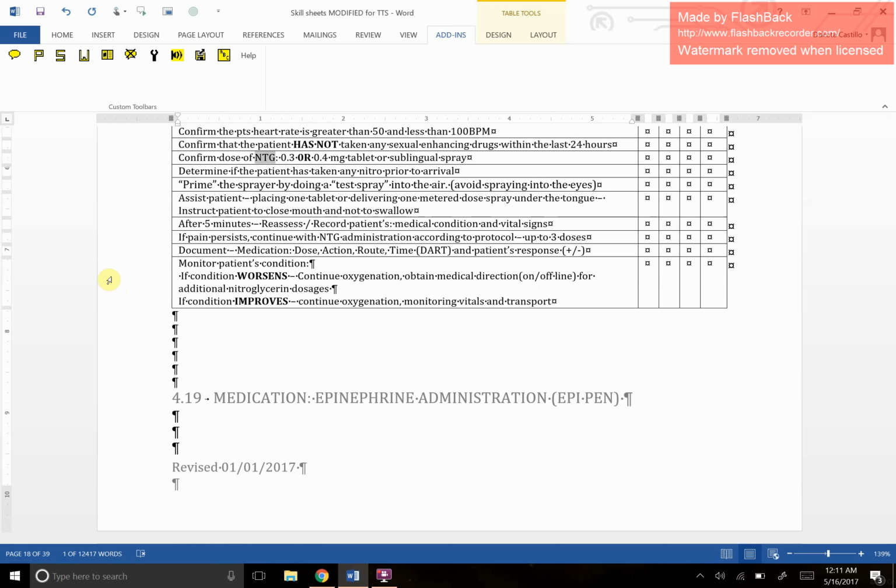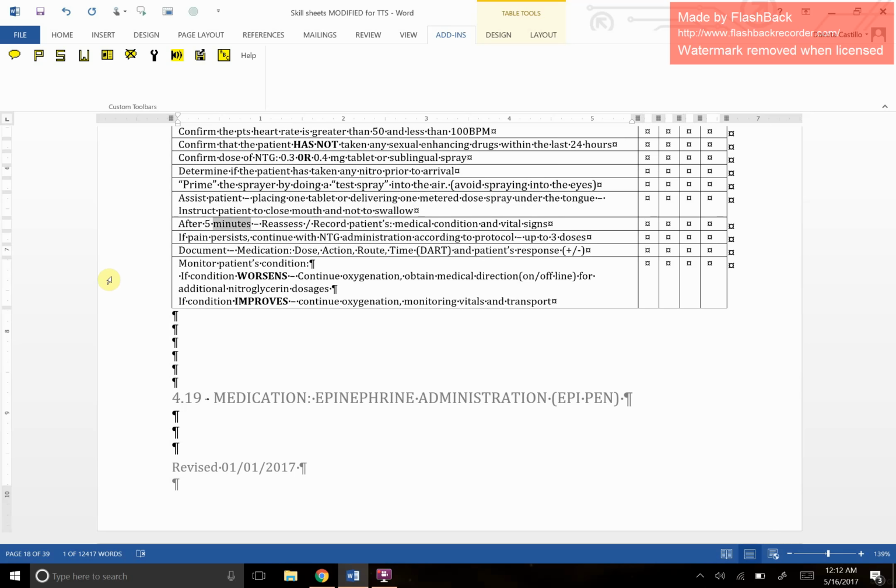Confirm dose of NTG, 0.3 or 0.4 mg tablet or sublingual spray. Determine if the patient has taken any nitro prior to arrival. Prime the sprayer by doing a test spray into the air. Avoid spraying into the eyes. Assist patient placing 1 tablet or delivering 1 metered dose spray under the tongue. Instruct patient to close mouth and not to swallow.